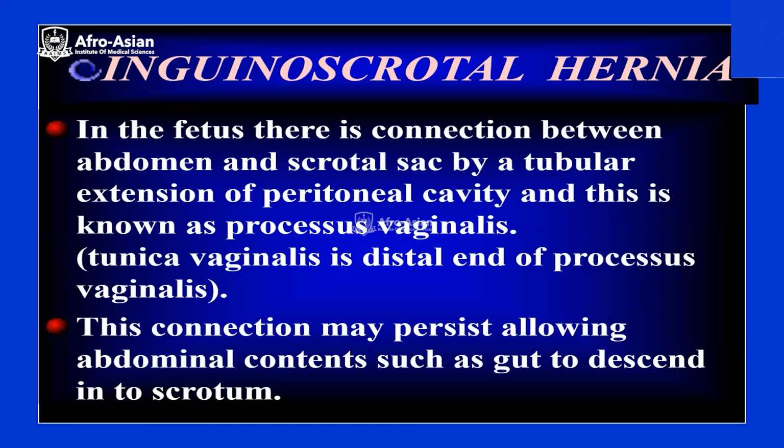And scrotal hernia: in the fetus there is a connection between the abdomen and scrotal sac by a tubular extension of the peritoneal cavity, and this is known as processus vaginalis. Tunica vaginalis is the distal end of processus vaginalis. This connection may persist, allowing abdominal contents such as gut to descend into the scrotum.